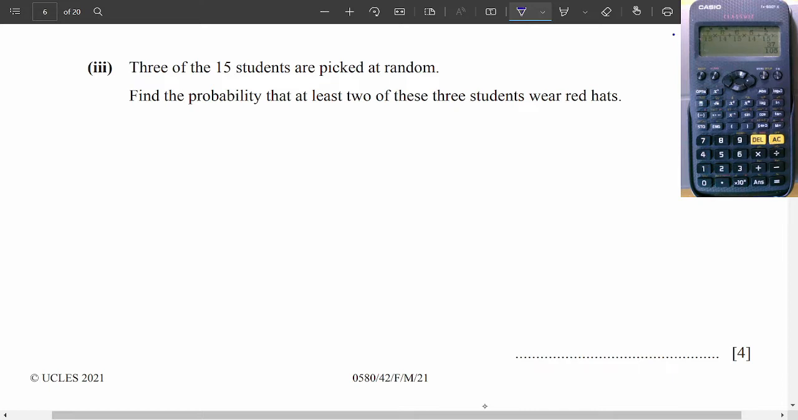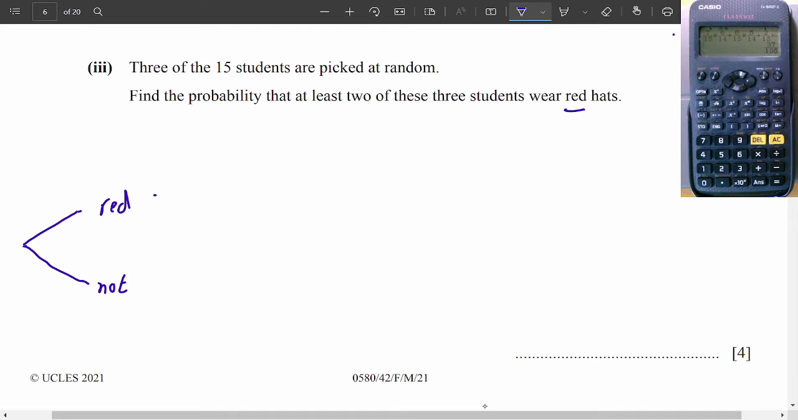Question 4b, number 3. This question has the potential to become a little bit confusing. To avoid that, I'm going to draw a tree diagram. It might be time consuming, but it will make things a lot more clear. So let's think. There are 3 events happening here. We are picking a student 3 times. And we can simplify that by simply going with red or not red. So we have a student being picked wearing a red hat or not a red hat.